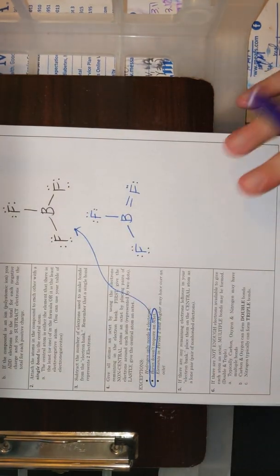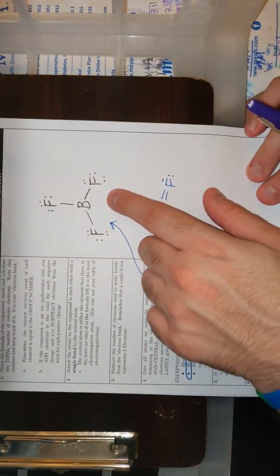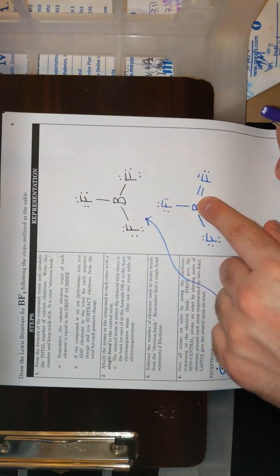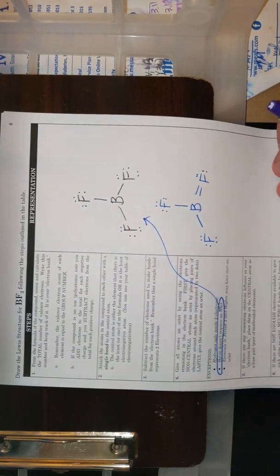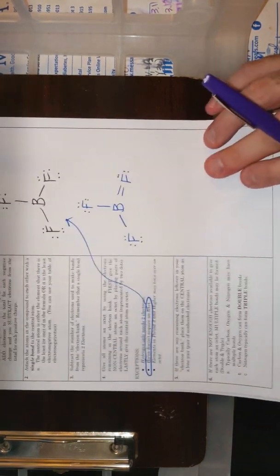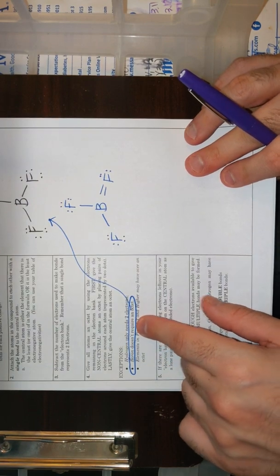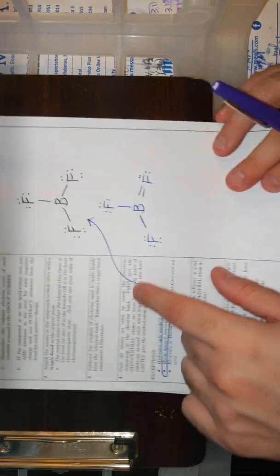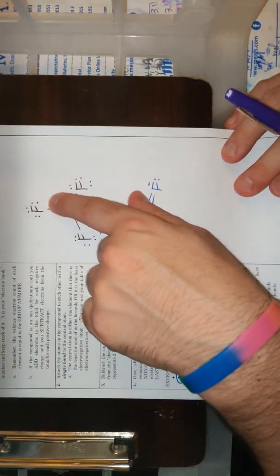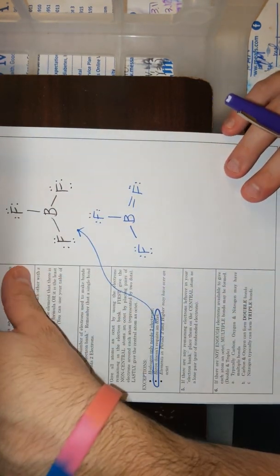Finally, make sure you could do BF3. A lot of people were doing this with boron. Boron doesn't need an octet. Boron's one of those special cases that doesn't require an octet. Typically, it forms 3 bonds. So typically, we'll have boron with 3 bonds, and we're good to go.